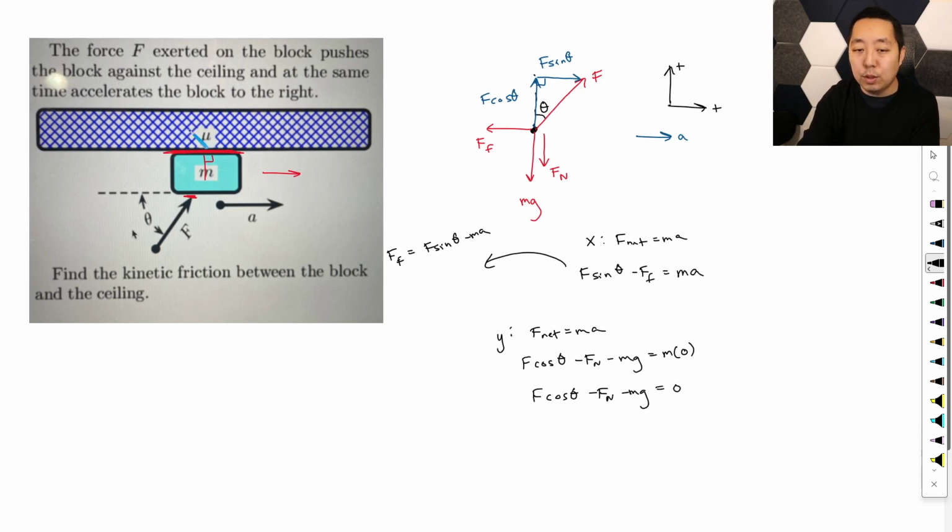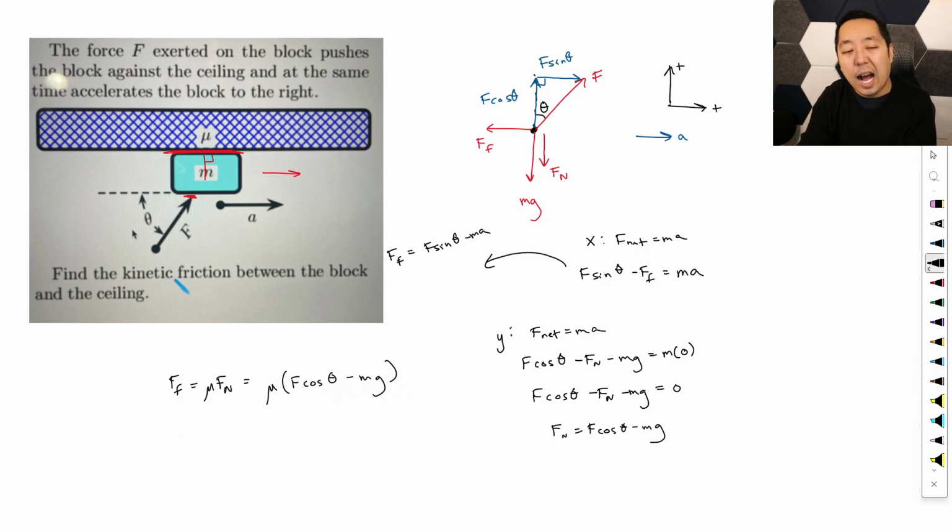But they also note mu here. Force of friction for kinetic friction is also equal to mu times Fn. So you could solve for Fn in this case. It would be F cosine theta minus mg. And then plug that into there. It would be mu times F cosine theta minus mg.